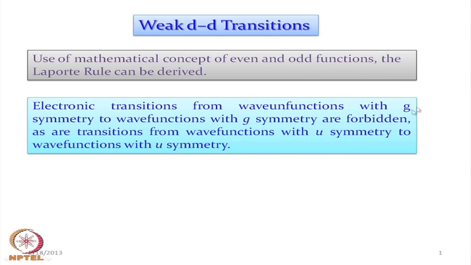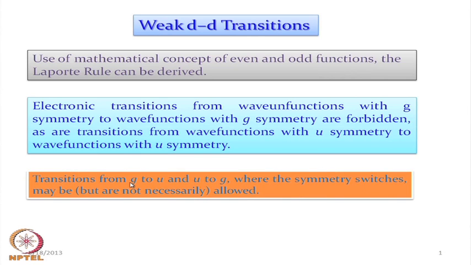We can have the T2g set, which is G type, and another is the Eg type, which are both of the same symmetry. That means this transition will not be allowed from T2g to Eg. Similarly, a T1u symmetry to T2u symmetry or T1u symmetry will also be forbidden. But the transitions from G to U and U to G, where the symmetry switches or changes, may be, but not necessarily, allowed. So, it can be relaxed only when we have a G to U transition or a U to G transition, which can be allowed to some extent.